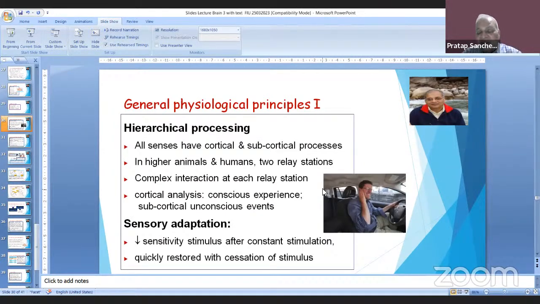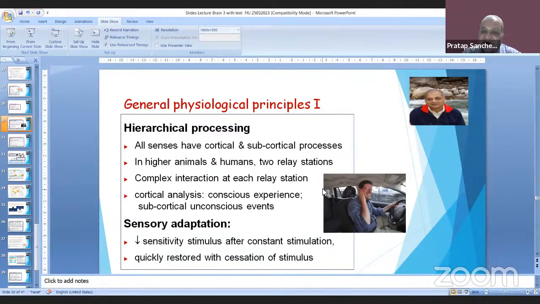Now, there are two or three principles in our sensations and perception. One is hierarchical processing, like in a big center: impulses or information travel from the base and go up to the higher portions. There is a reverse also. So we call it bottom-up or top-down processing.